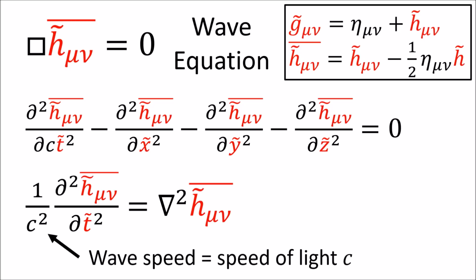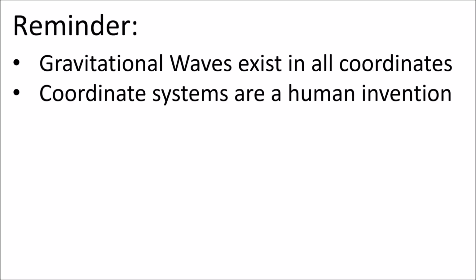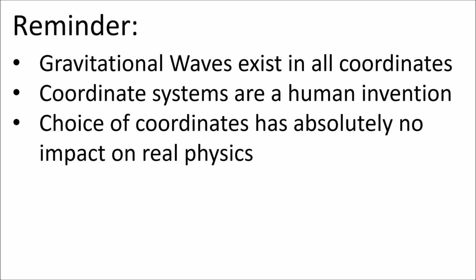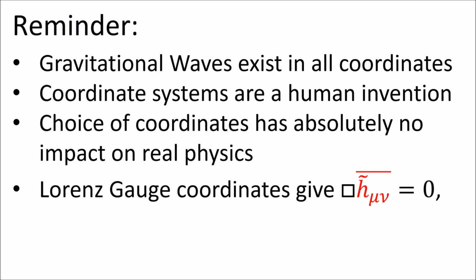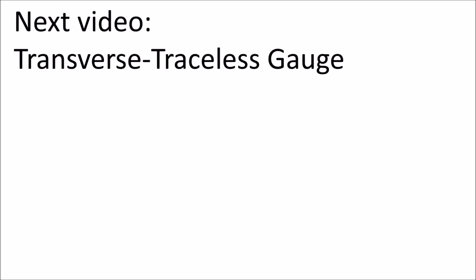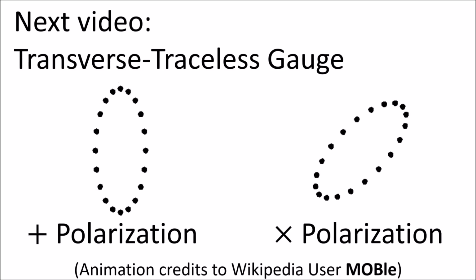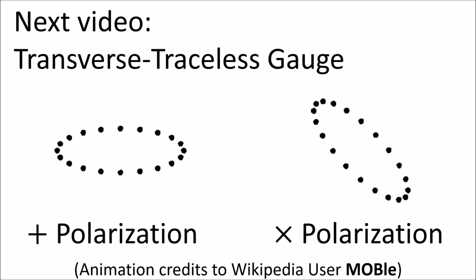And just to be clear, these gravitational waves exist in all coordinate systems. Coordinate systems are a human invention, and they have absolutely no impact on the real physics that actually takes place. It's just that the Lorenz gauge coordinate system gives us an equation where the existence of gravitational waves becomes very clear and obvious. In the next video, we're going to look at another coordinate system called the transverse traceless gauge. And this will help us see that gravitational waves have two polarizations called the plus and cross polarizations.